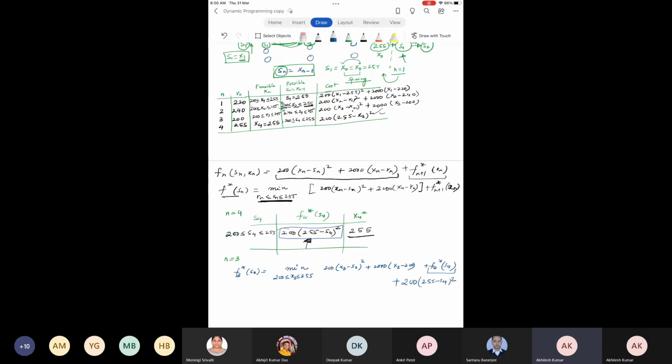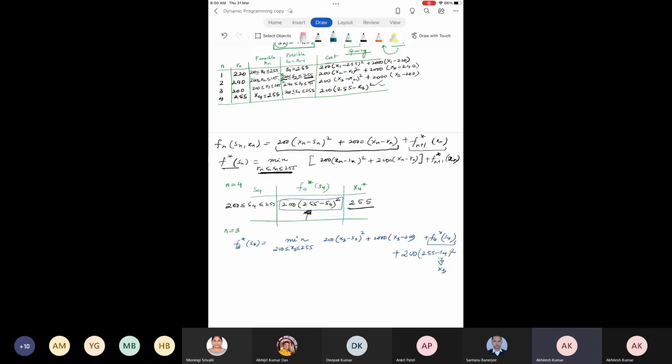So how do we solve this problem, guys? 200 (x3 minus s3) whole square, 2000 (x3 minus 200) plus 200 (255 minus s4). So instead of S4, can we write X3? Yes. So put S4 as X3. So it will be an expression in X3. And we'll assume S3 is known and we'll try to find X3 in terms of S3. Does that make sense?